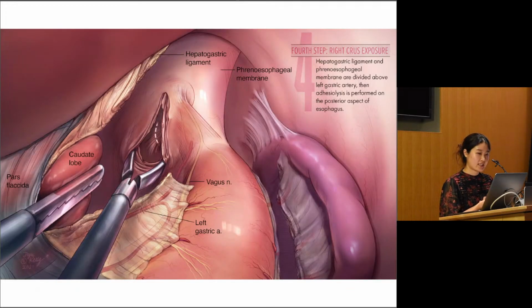I chose to render step 4, which shows all structures that have to be divided to get the right crus exposed. Pars flaccida first, then the rest of the hepatogastric ligament, followed by the phrenoesophageal membrane, for which you need to retract the caudate lobe to have a good visual, and finally adhesions, all of which have to be divided above the left gastric artery. I chose this one because it is one of the most complicated steps in the surgery that's often not fully depicted in traditional surgical illustrations.